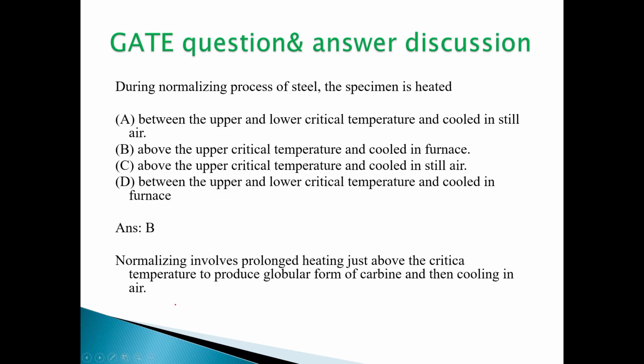During normalizing process of steel, the specimen is heated between the upper and lower critical temperature and cooled in still air; above the upper critical temperature and cooled in furnace; above the upper critical temperature and cooled in still air; between the upper and lower critical temperature and cooled in furnace. Answer is B. Normalizing involves prolonged heating just above the critical temperature to produce globular form of carbon and then cooled in air.